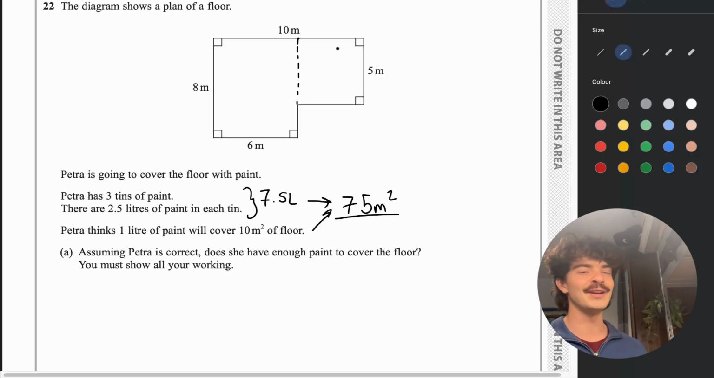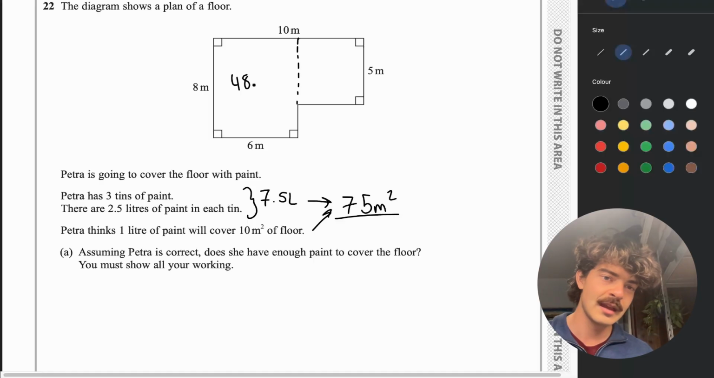And instead of this weird L shape, we don't have a formula for finding the area of that L shape, but we do for rectangles. Now this shape on the left has a height of 8 and a base of 6. The area for a rectangle is height times base, so 8 times 6 gives 48 meters squared. We're dealing with meters in this case.